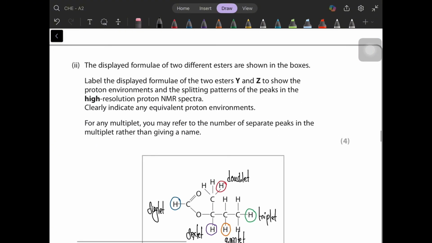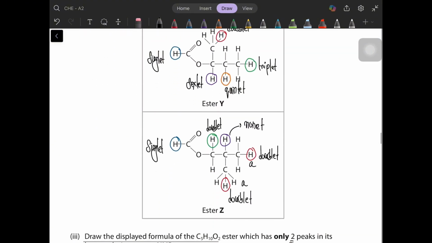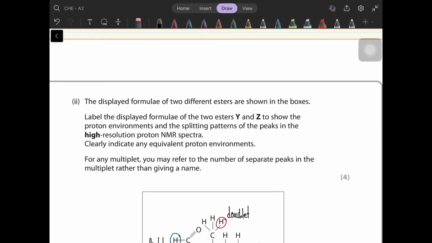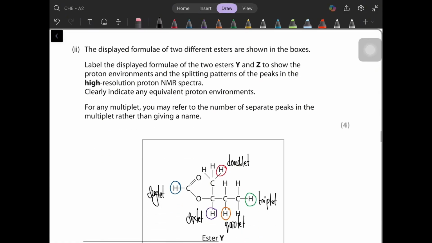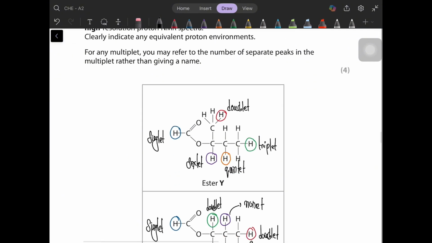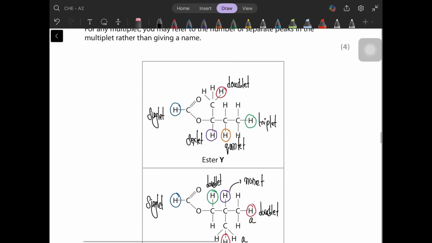The displayed formulae of two different esters are shown in the boxes. Label the displayed formulae of the two esters Y and Z to show the proton environment and the splitting pattern of each of the peaks in high resolution proton NMR spectra. Clearly indicate any equivalent proton environments. For any multiplet you may refer to the number of separate peaks in the multiplet rather than giving a name, like pentet or sextet, but I will be using the names.